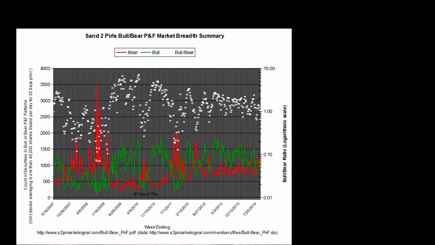2014. Market breadth. With this past week's market decline, our bull-bear point and figure ratio fell from 1.06 to 0.66, dropping into bearish territory. The total count of securities in bullish or bearish patterns rose 1% to 2,063. The count of bearish stocks increased 25%, while the count of stocks in bullish patterns decreased 22%. The Sand to Pirls P&F Market Breadth Summary Chart shows us a market now 1 week in bearish territory.